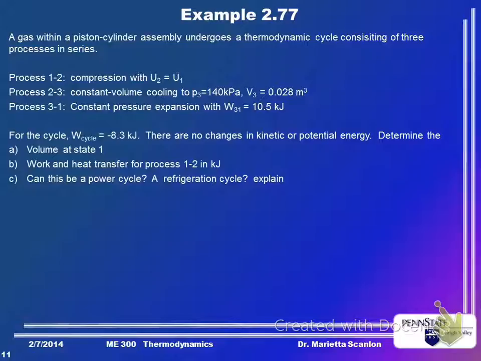Internal energy. So you are also given that the net work is negative 8.3 kilojoules. Okay. KE and PE are constant. That becomes important because your delta E is now only an internal energy change. And you're asked to determine the volume at state 1, the Q and the W for process 1 to 2, and whether it can be a power cycle or a refrigeration cycle.